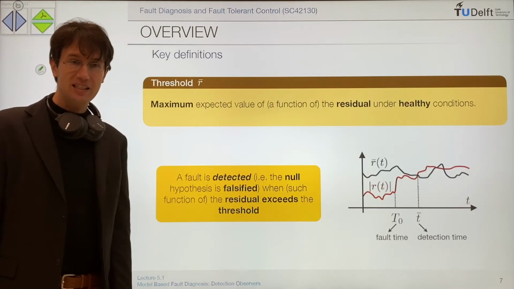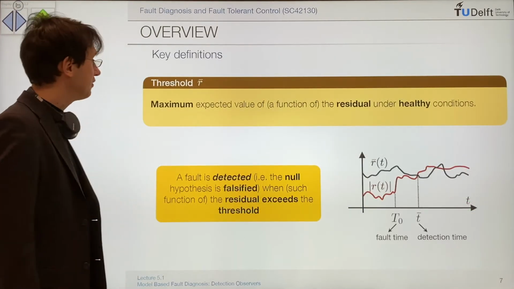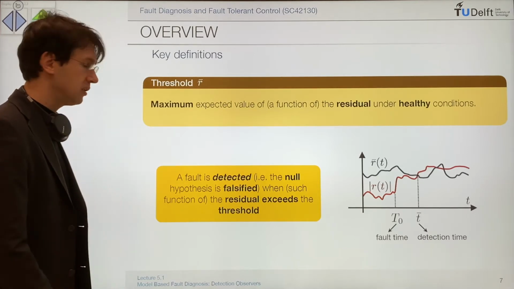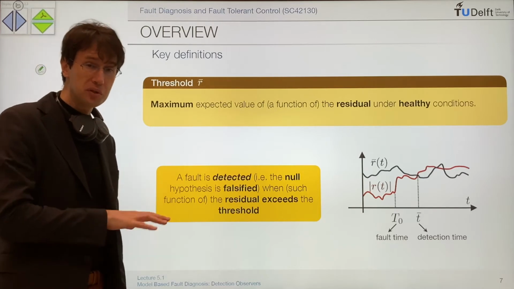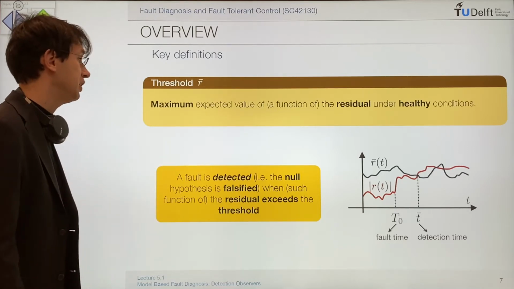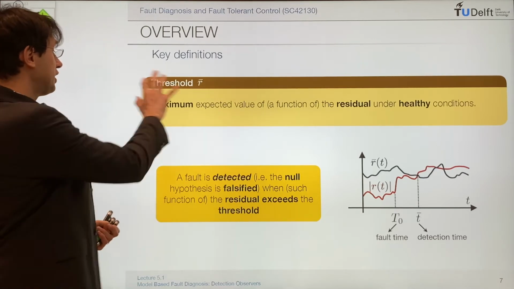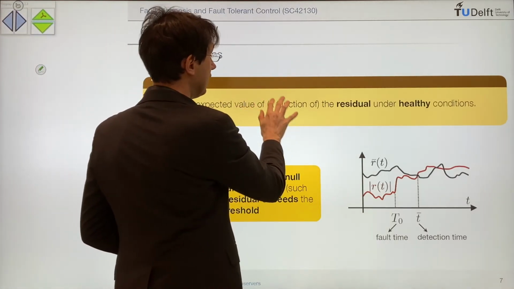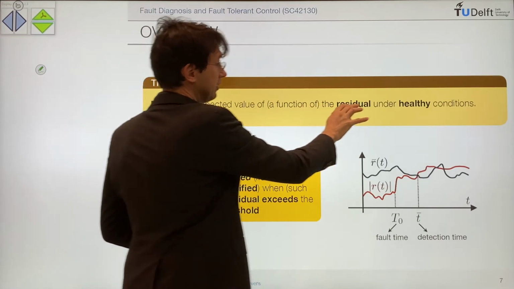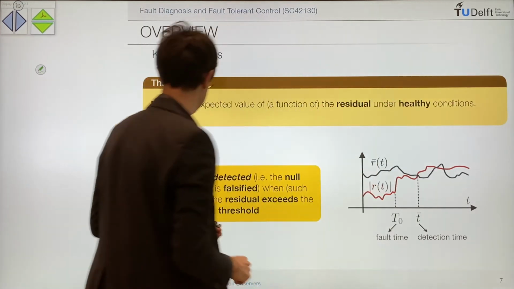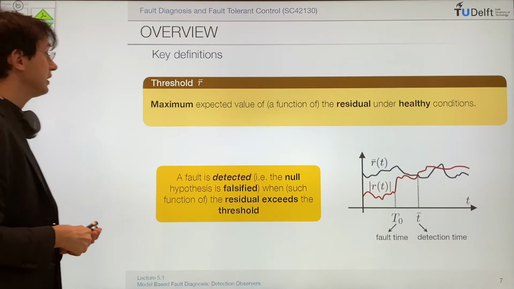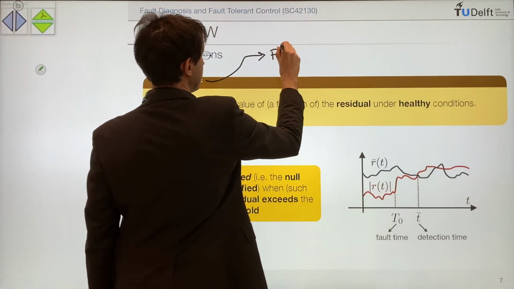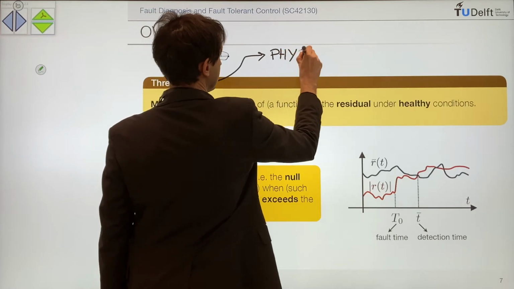Okay, and now let us anticipate the definition of the other main character here, the threshold. In the next lecture we are actually computing it, but today we introduce the definition. So the threshold is the maximum expected value of a function of the residual under healthy conditions. So this, again, is representing physiological limits of the residual.